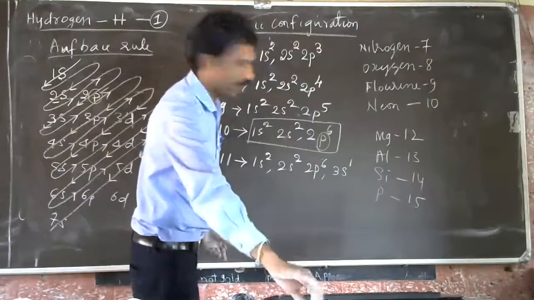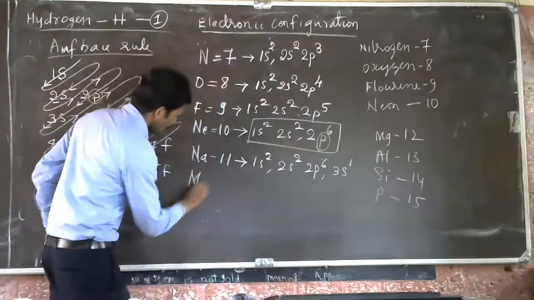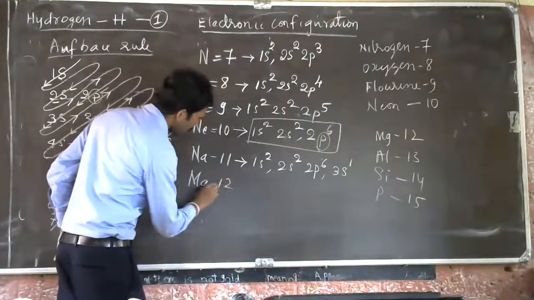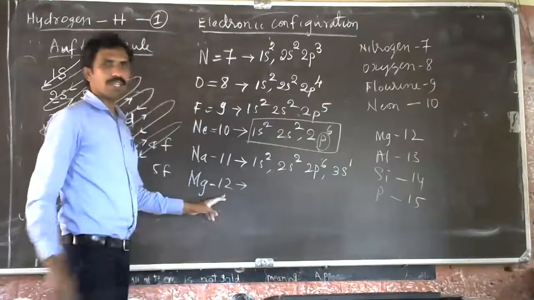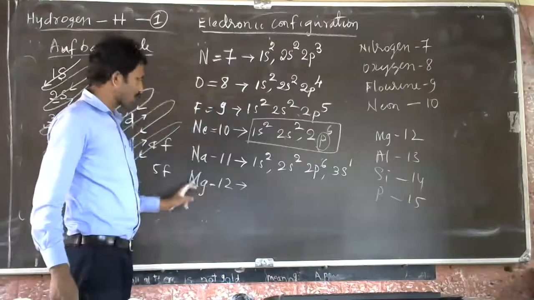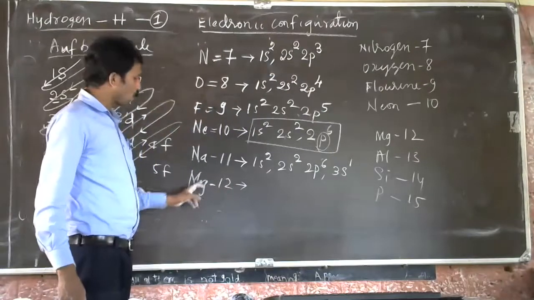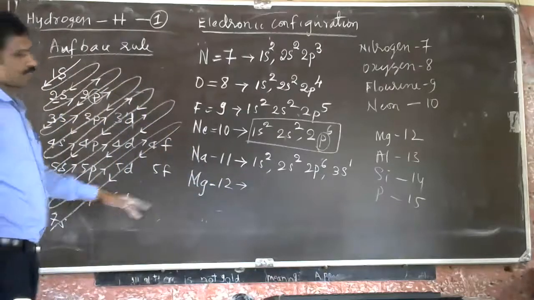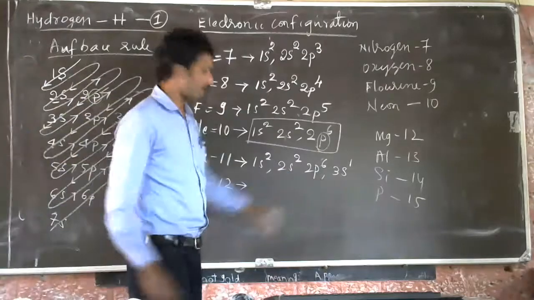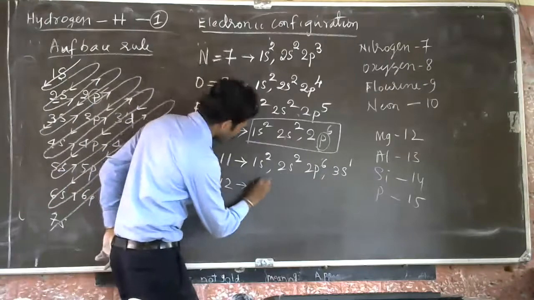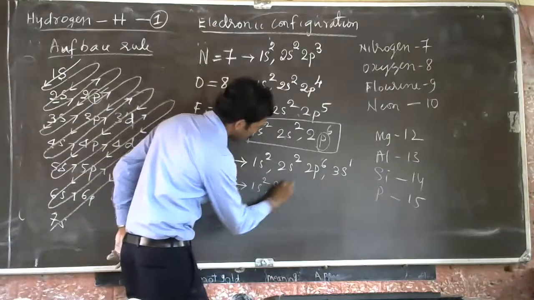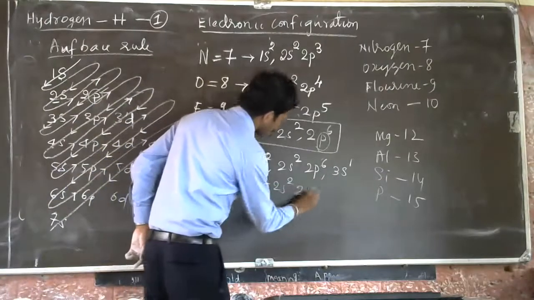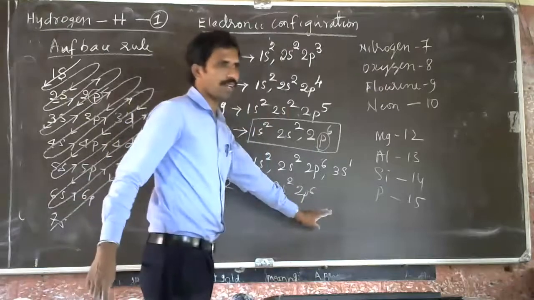One more I will give you. Say magnesium. Magnesium atomic number is 12. Atomic number is 12 means 12 electrons are present in magnesium. All those electrons are occupied in various subshells. These are the subshells here. So first you write 1s2, 2s2, 2p6. Means 10 electrons are occupied already.